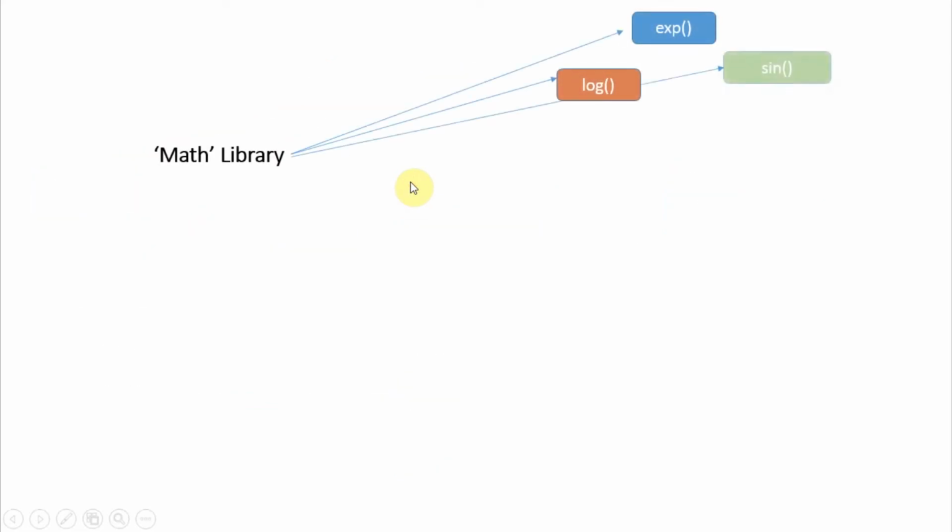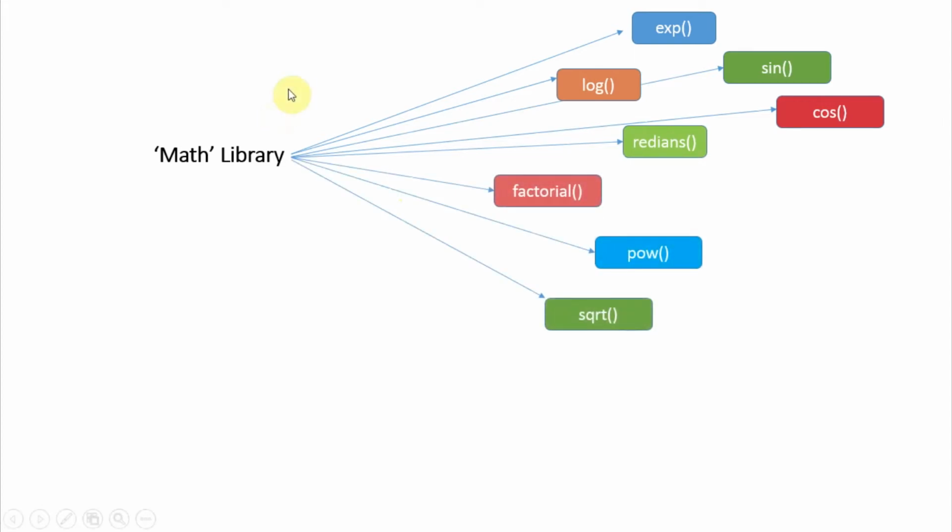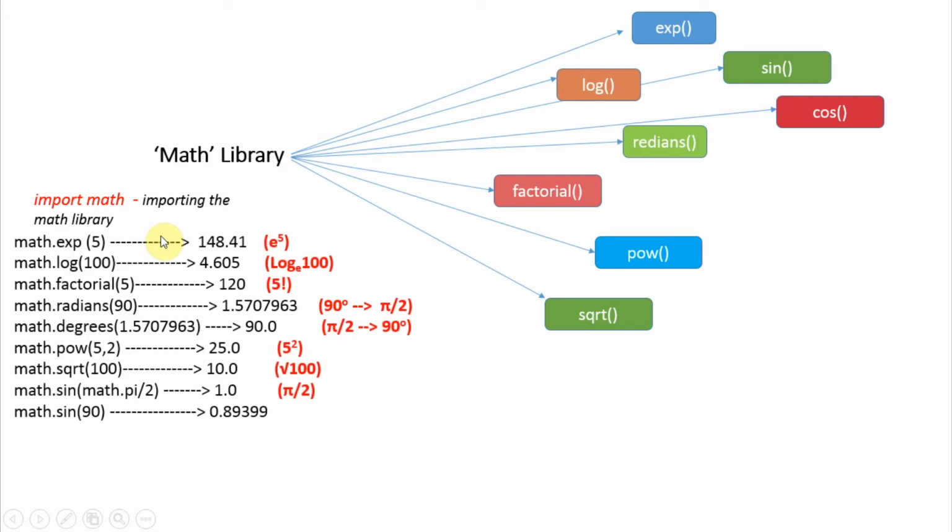So now we'll be talking about the math library. The math library consists of many functions like factorial, power, square root, radians. To use the math library, we have to first import it. To import it, we'll use the import math command. Then after importing it, we can use all the functions that the math library has.